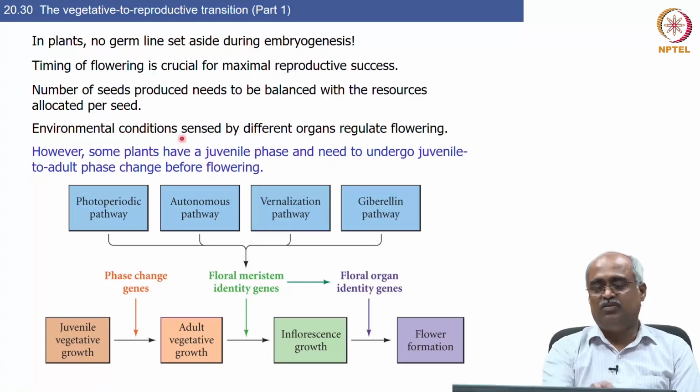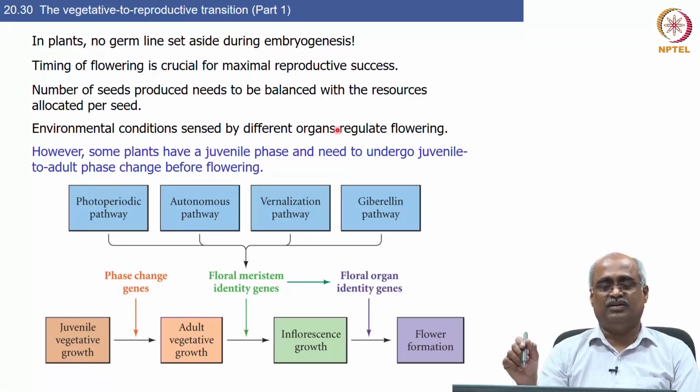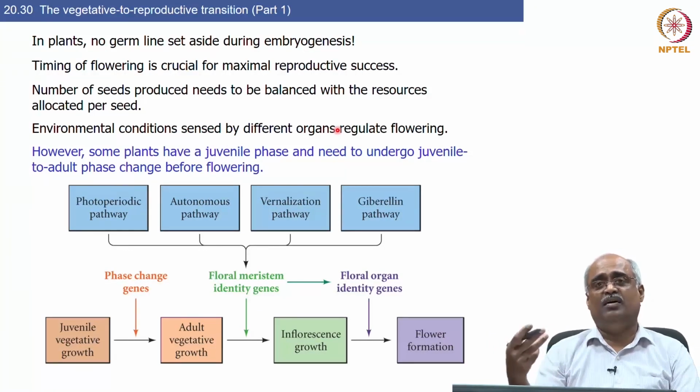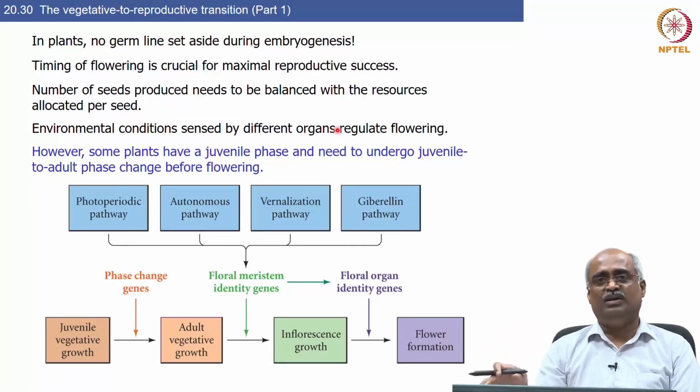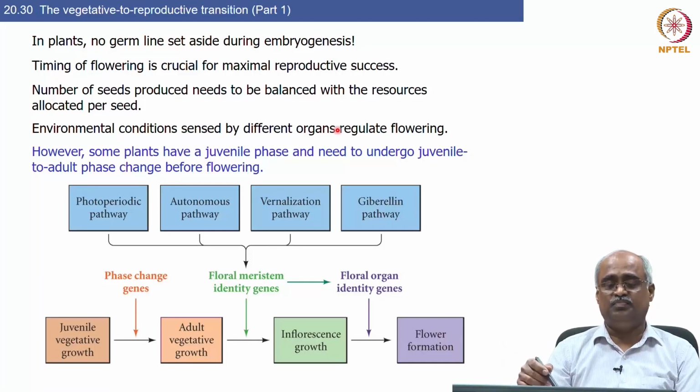So, the main point is environmental conditions sensed by different organs regulate flowering. The sensing is done by different organs like leaves primarily, and then root as well as stem, all of them are important, but the primary sensing is the leaves.